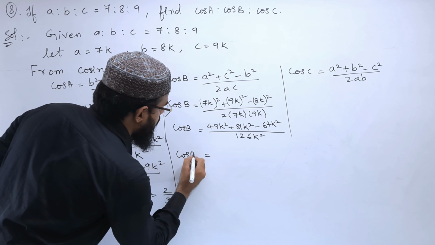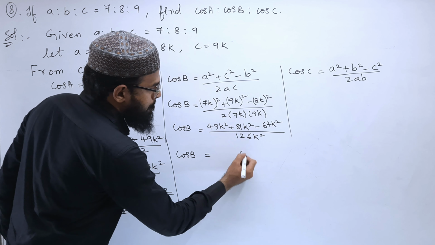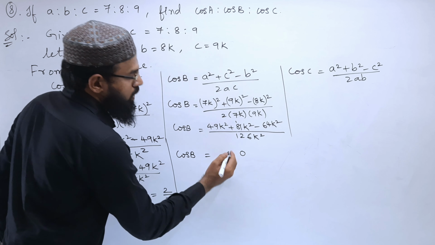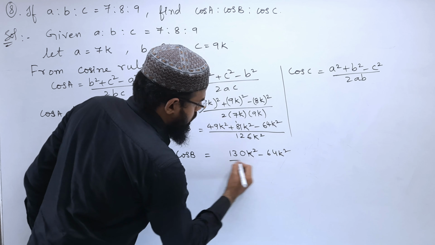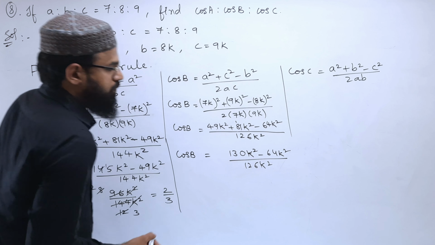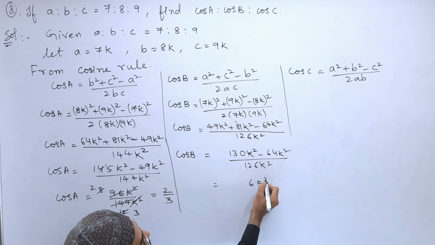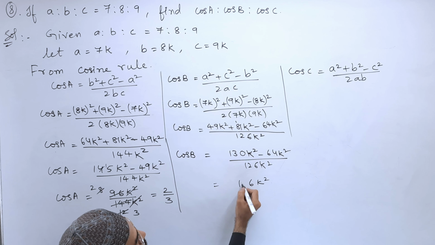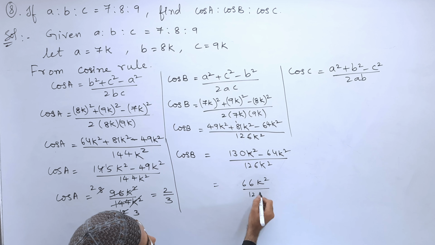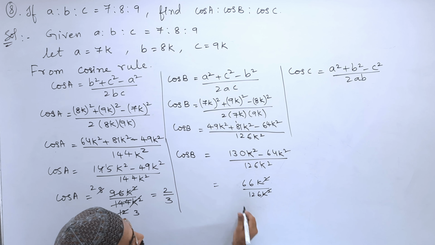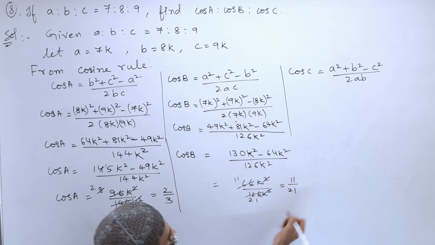So cos B = (49 + 81 − 64)k² / 126k², which is 66k² / 126k². The k² cancels. 6 × 11 is 66, 6 × 21 is 126. So cos B = 11/21.